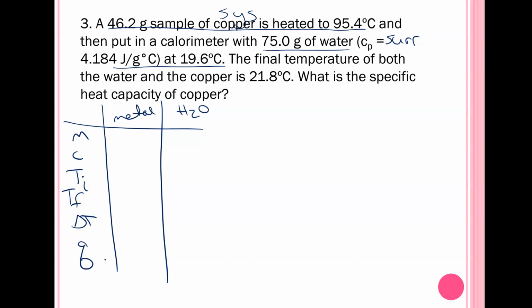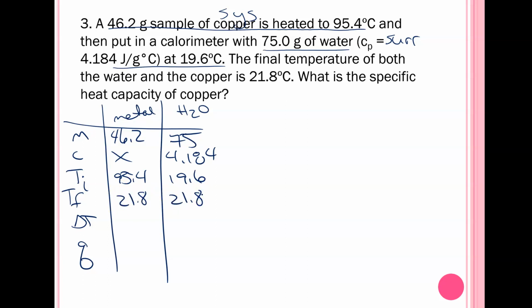So MC, TI, TF, delta T, and Q. The mass of the metal is 46. Mass of the water is 75. Specific heat of copper we don't know. Water is 4.184. The initial temperature of the copper is 95.4, and the initial temperature of the water is 19.6. The final temperature of both is 21.8 and 21.8.